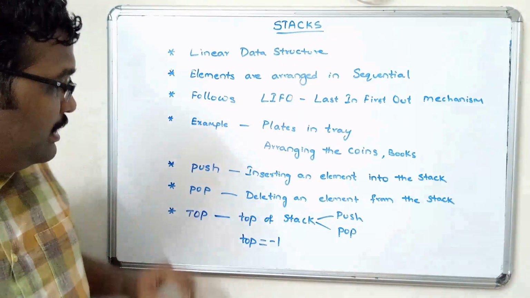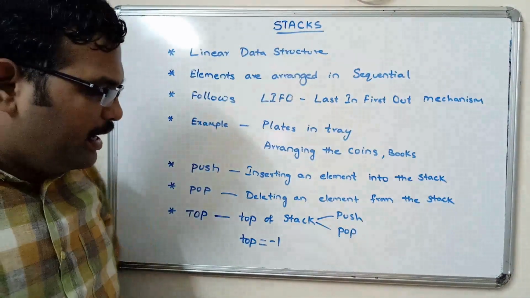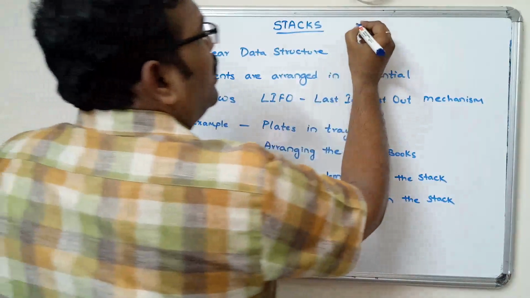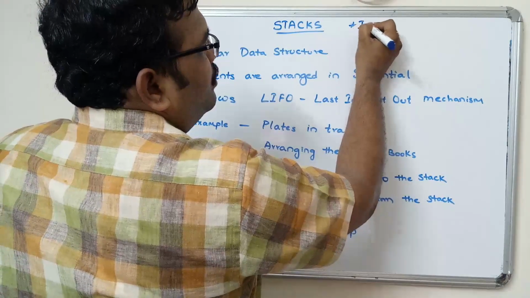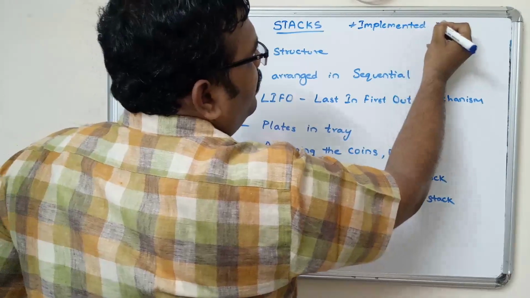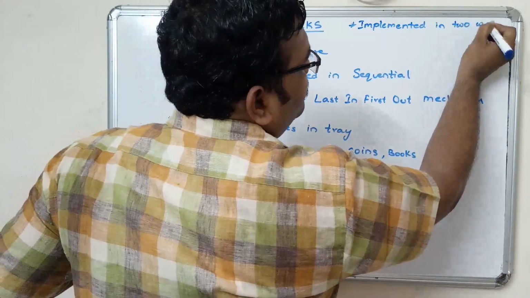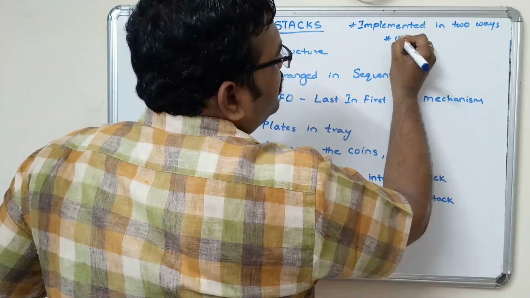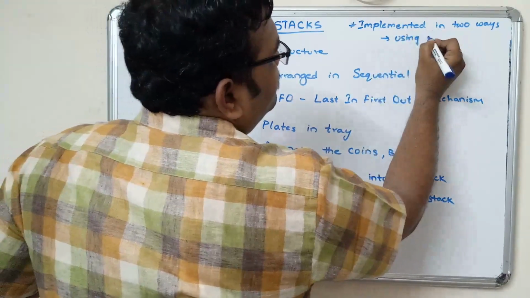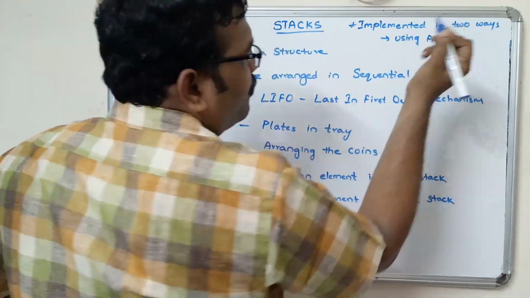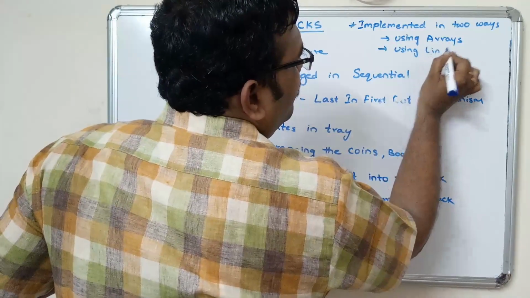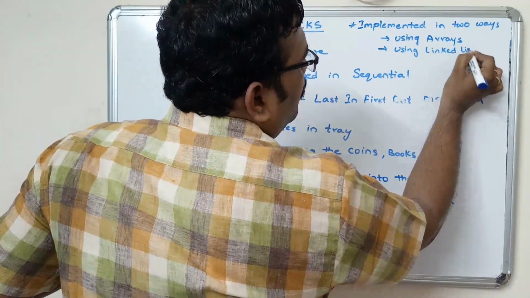Now this stack can be implemented in two ways. I'll write here. Implemented in two ways. What are they? First one, using arrays. Second one, using linked list.